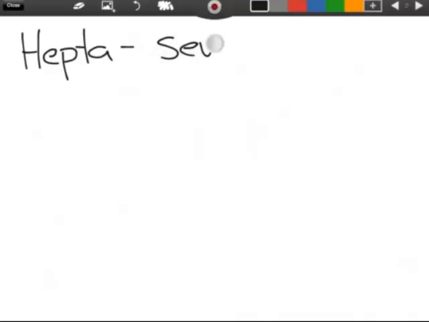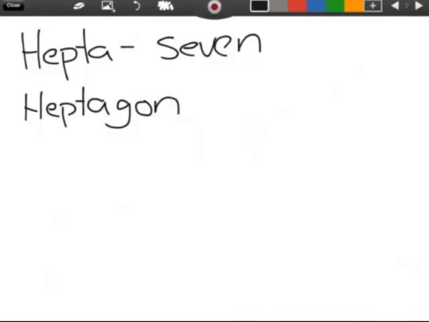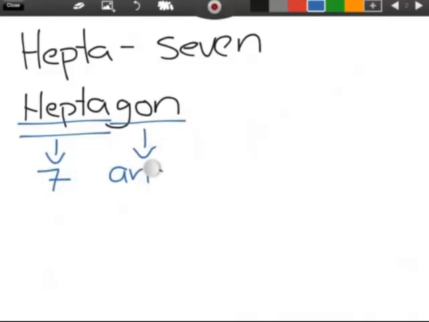Hepta. Hepta, meaning 7. I'm going to give you an example. Heptagon. Heptagon. Let's look at this word. Hepta means 7, and gon means angle.